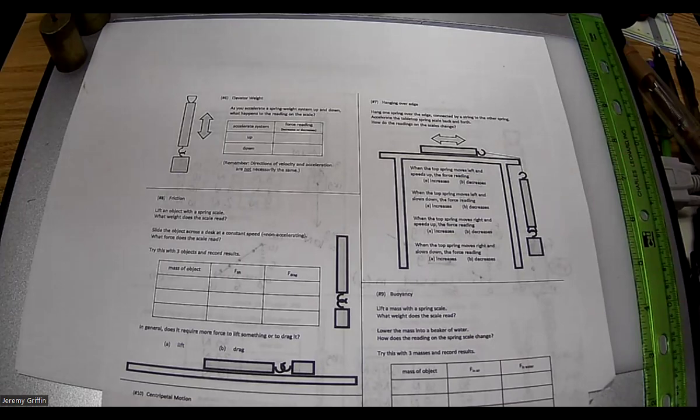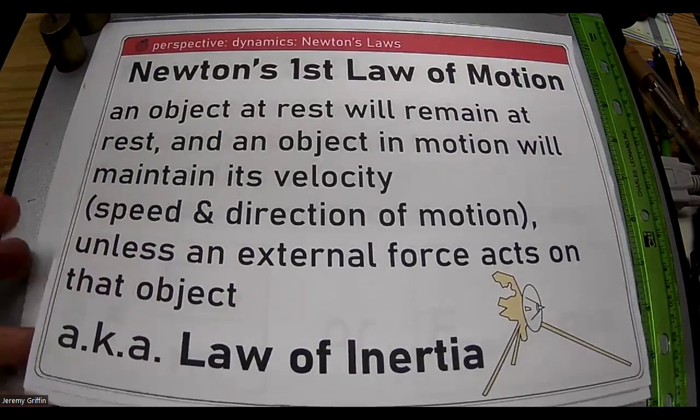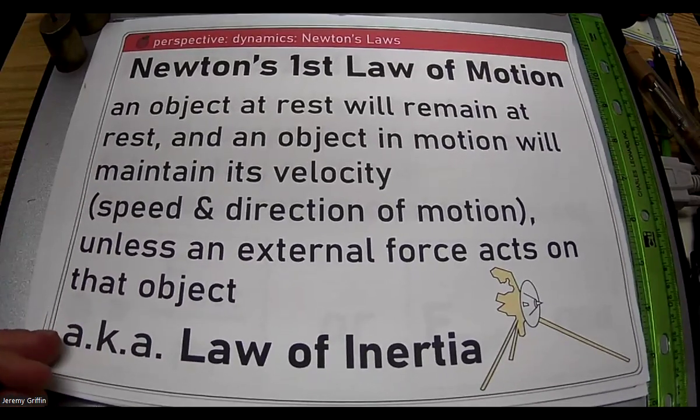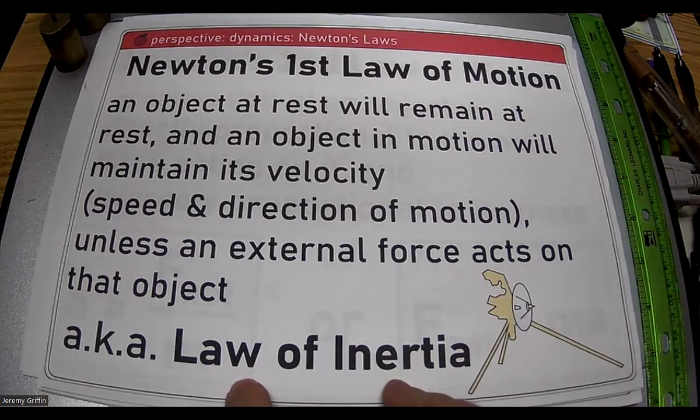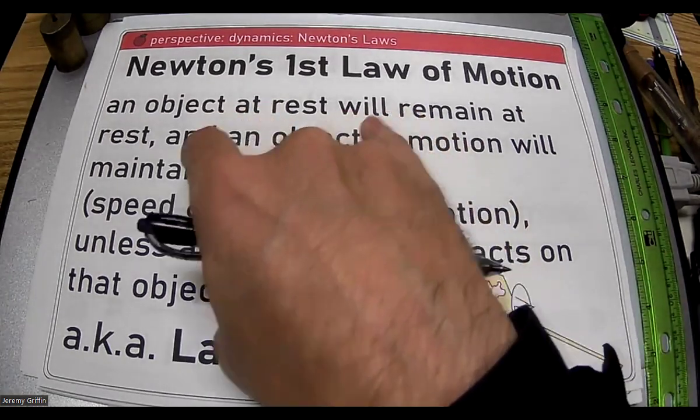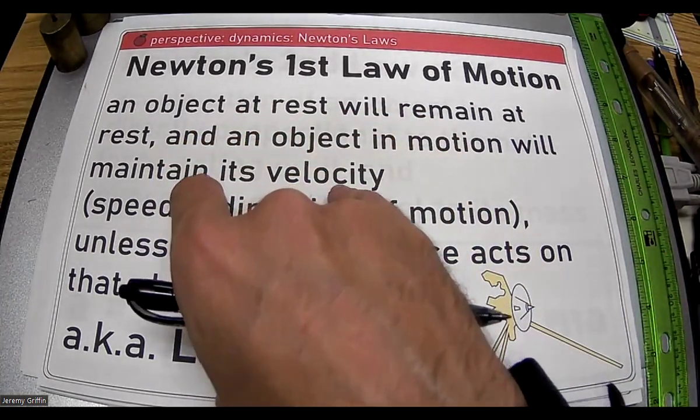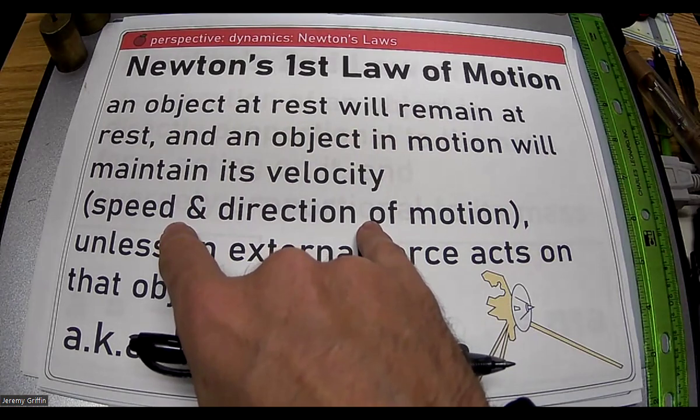So here, let's do some posters real fast. Let's show you guys some laws of motion. Newton's laws of motion. There are these 3 laws of motion that you can tie all this back to. So the first law of motion is also called the law of inertia. An object at rest will remain at rest. An object in motion will maintain its velocity, speed and direction of motion. That's what velocity is, right?